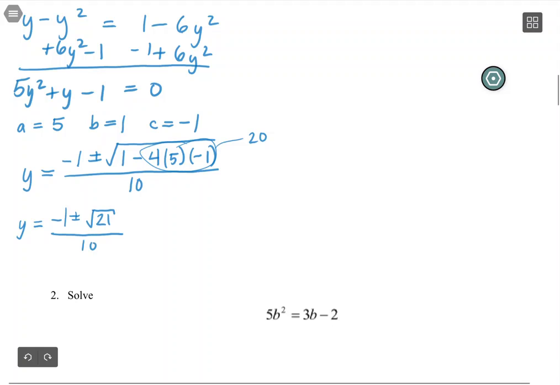And that can't be reduced. There are no perfect squares that are factors of 21, so we're great there. Be aware that that is actually giving you 2 answers. If you wanted a decimal approximation, you'd go in your calculator and you'd plug in negative 1 plus root 21, all divided by 10, and then negative 1 minus root 21 divided by 10.